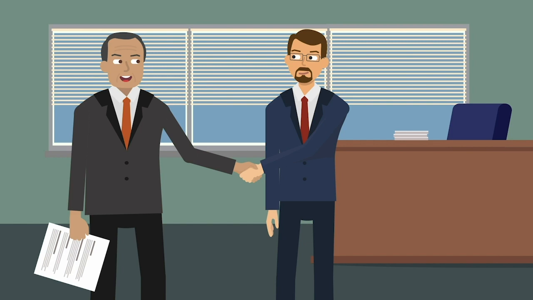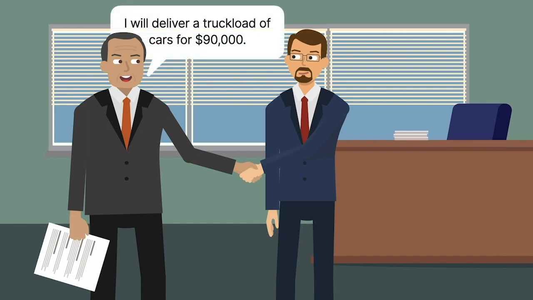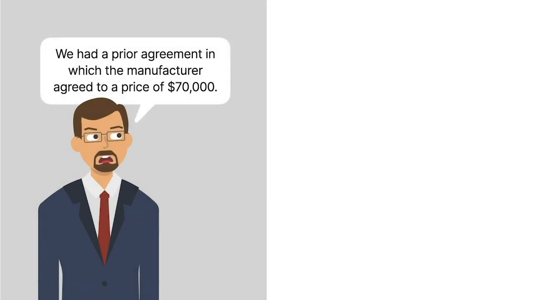After weeks of negotiations, the parties executed a final written agreement stating that the manufacturer would deliver a truckload of cars to the dealer for $90,000. If the dealer later disputed the parties' agreement, the dealer can't introduce evidence of a prior written or oral agreement in which the manufacturer agreed to a price of $70,000.